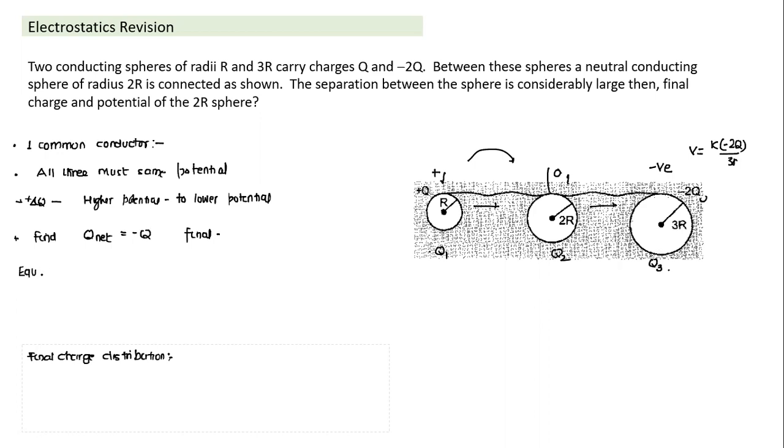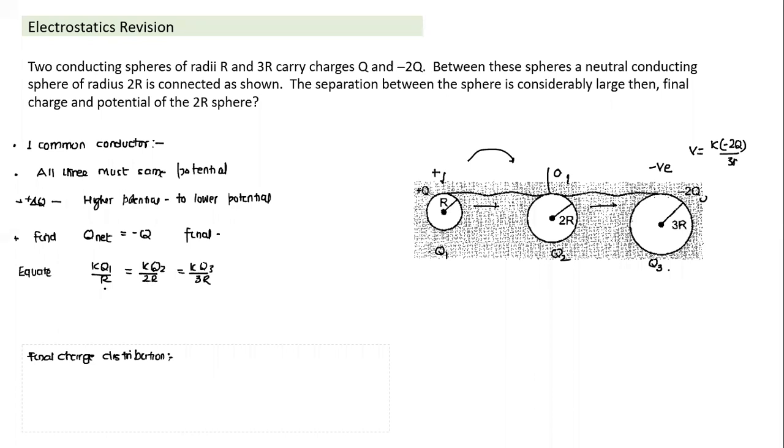If we equate the potential, the first one's potential is equal to kq1 by r, equal to kq2 by 2r, equal to kq3 by 3r. So what we understand here is that the charge gets distributed in proportion to the radius. That is one way we can understand it. Charge will get distributed in the proportion of radius here.